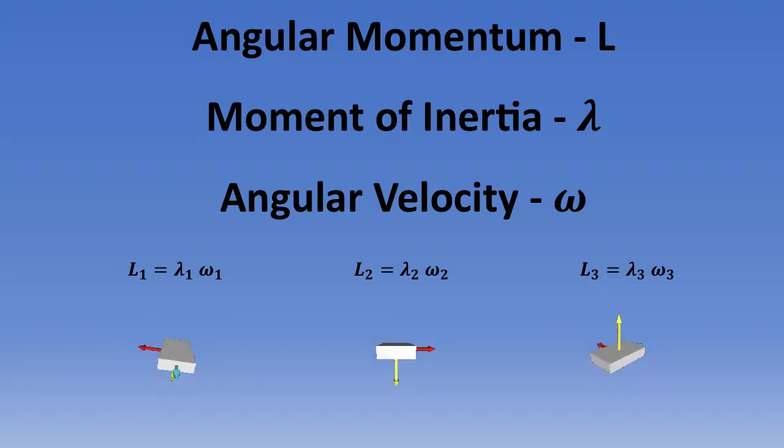Let us now introduce three properties of this rotational motion: angular momentum, written as L, moment of inertia, written as lambda, and angular velocity, written as omega. Each principal axis has a different angular momentum, moment of inertia, and angular velocity that are specific to that axis. For each axis, these properties are related by this equation. The angular momentum about that axis equals the moment of inertia times the angular velocity, or L equals lambda omega.